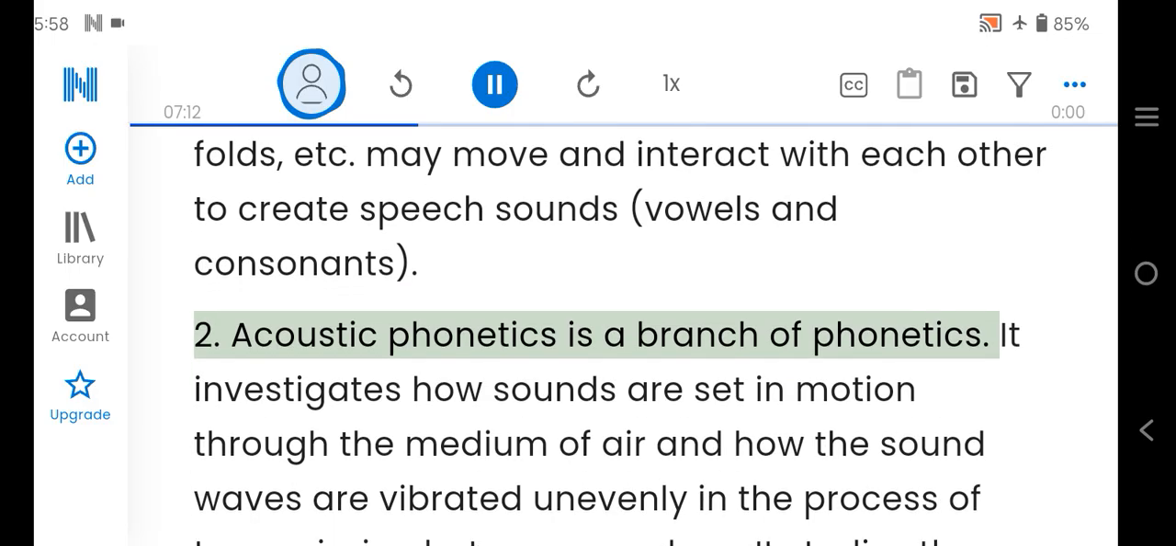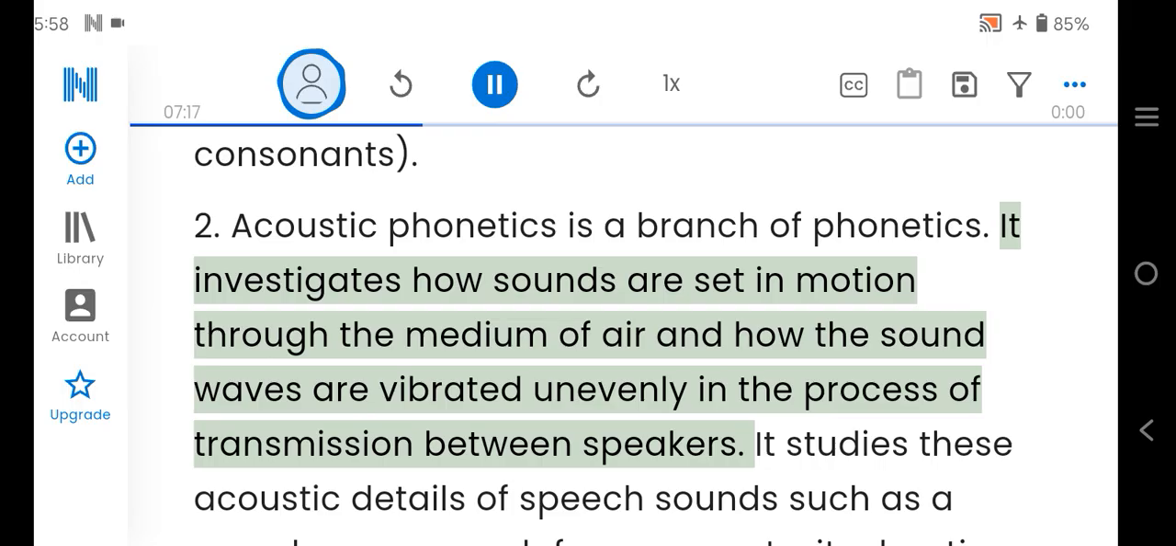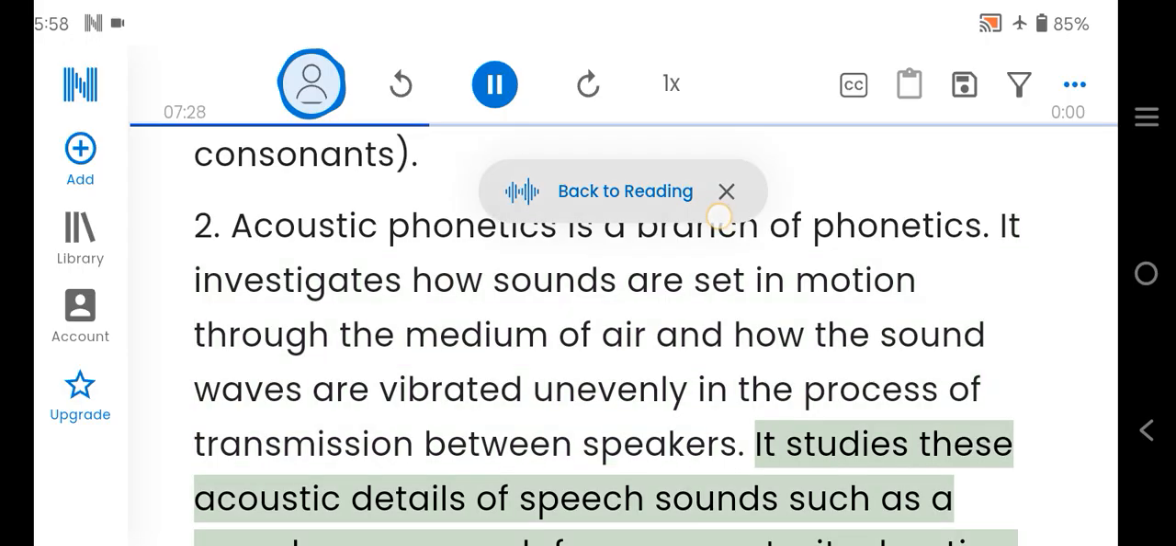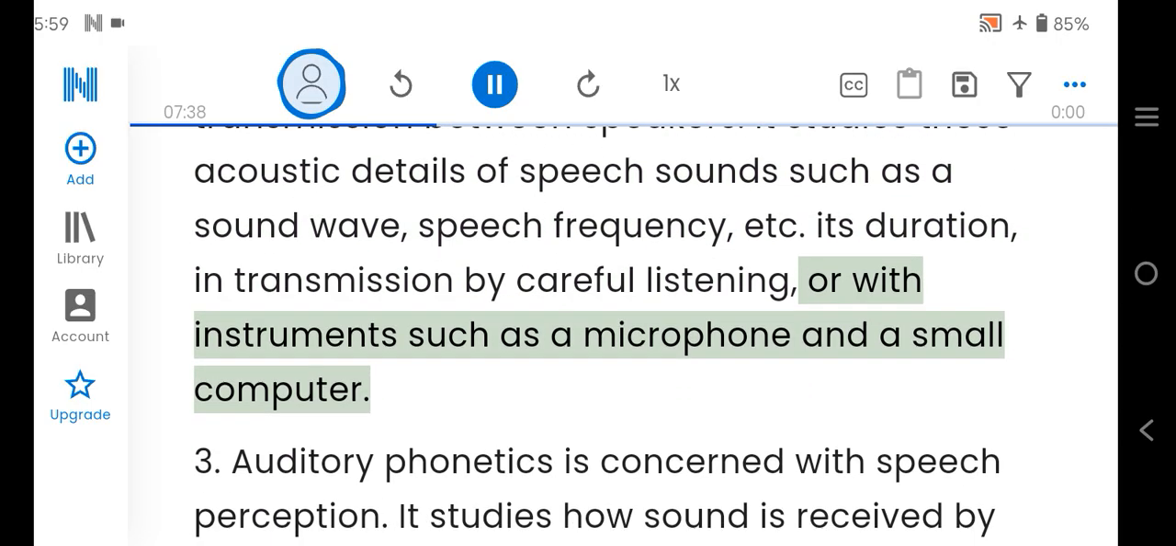2. Acoustic phonetics is a branch of phonetics. It investigates how sounds are set in motion through the medium of air and how the sound waves are vibrated unevenly in the process of transmission between speakers. It studies these acoustic details of speech sounds, such as sound wave, speech frequency, and duration, in transmission by careful listening, or with instruments such as a microphone and a small computer.